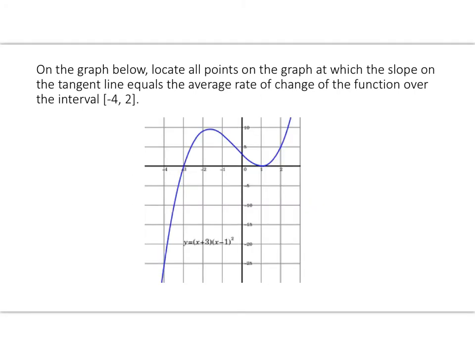All right, so let's try another one of these graphical ones, because the graphical ones I think help us understand that mean value theorem a little bit better. So again, we want to know all the points on the graph where the slope of the tangent line is going to equal the average rate of change between my endpoints. So my endpoints are -4, so right here, and +2. So there's my straight line.